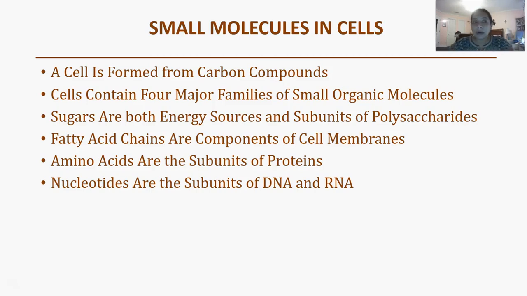So what we're going to be working on are basically small molecules. They're small molecules in cells that are important for its existence and for its function. There are four major families of small organic molecules. We talked last time about how carbon is a basic important unit of life and how all life has these carbon compounds. So the four major families of organic compounds that we're going to be talking about are sugars, fatty acids, amino acids, and nucleotides.